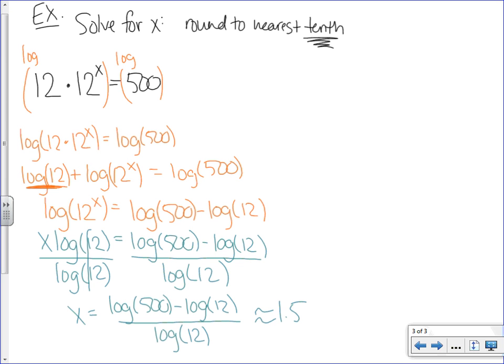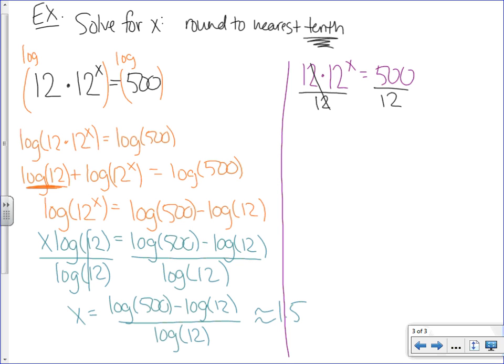Another way to do this problem, I'll do that over here. All right, we started off with 12 times 12 to the x equals 500. Some of you might have looked at this and said that first 12 doesn't even have an x in it, so I'm just going to move it over to begin with. Divide both sides by 12. So now you have that 12 to the x is equal to 500 over 12. But now we still have that x in our exponent, so now we're going to have to take the log of both sides.